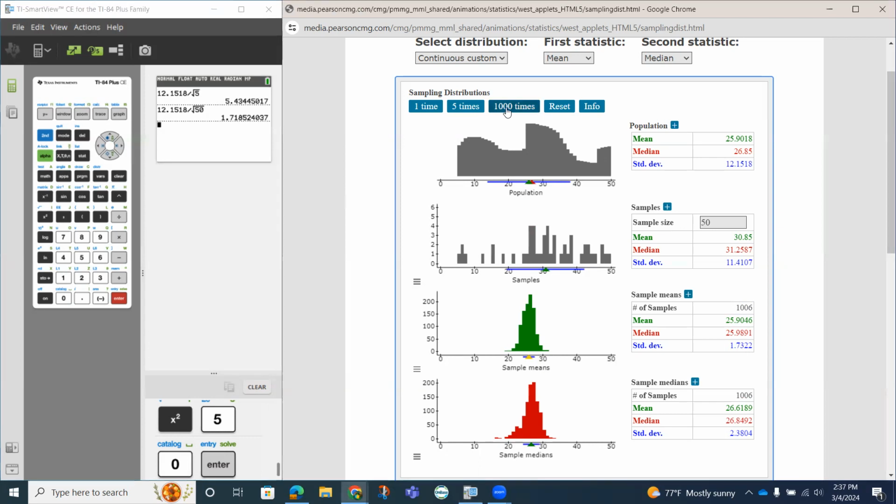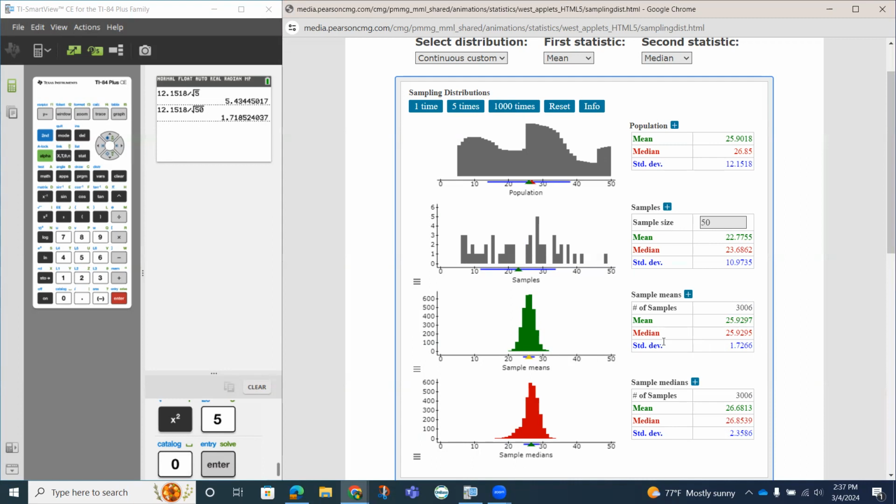If I did that another 1,000 times, notice that everything is getting much tighter in that situation. I can keep doing it 1,000 times again if I want. Notice that at 3,000 times, it's very, very symmetrical. It's very balanced at this point. It's looking really good as far as things go. So you start to see that bell-shaped curve happen.